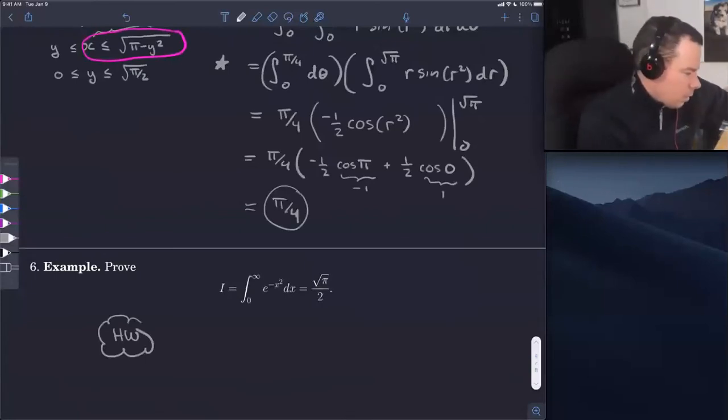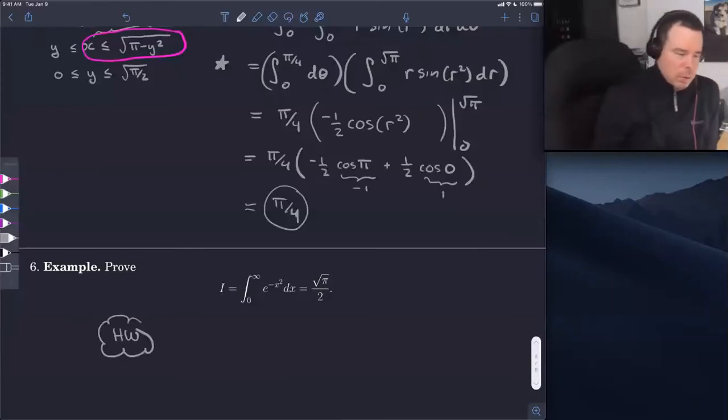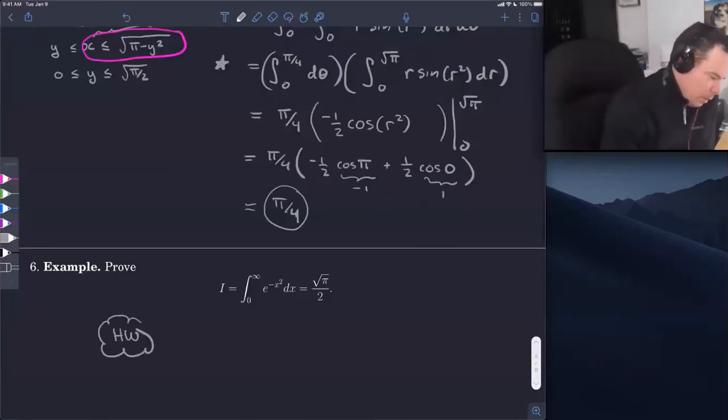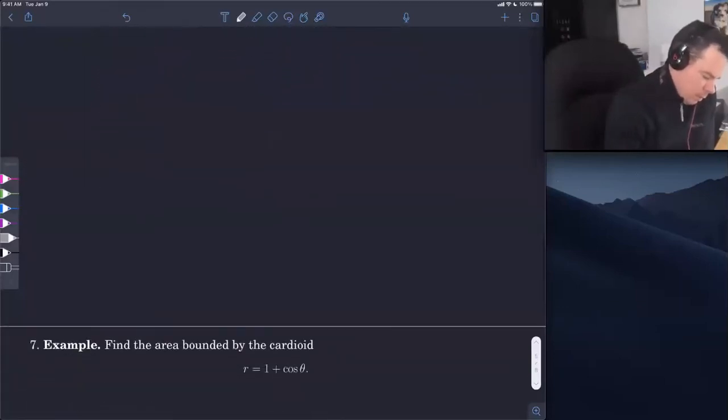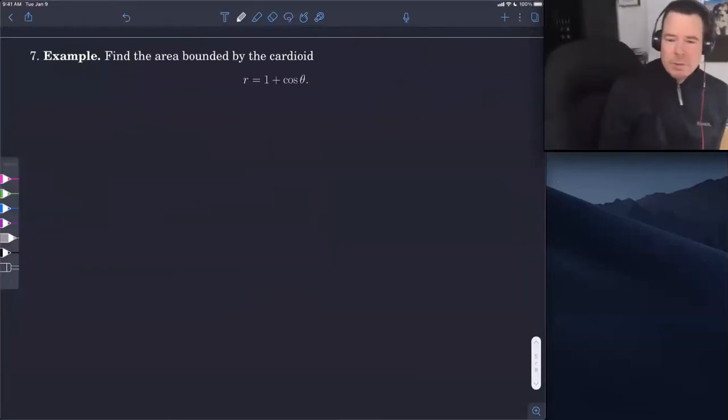And so then the next thing I want to do, we've got about a minute left, so I'm going to do example 7, and then we'll do example 8 at the beginning of class next day. So example 7, you may look at this and go, oh, that's deja vu.